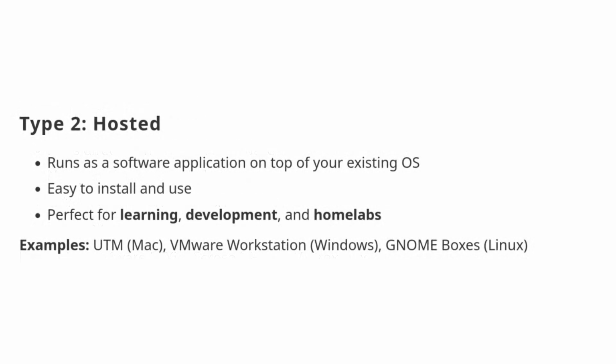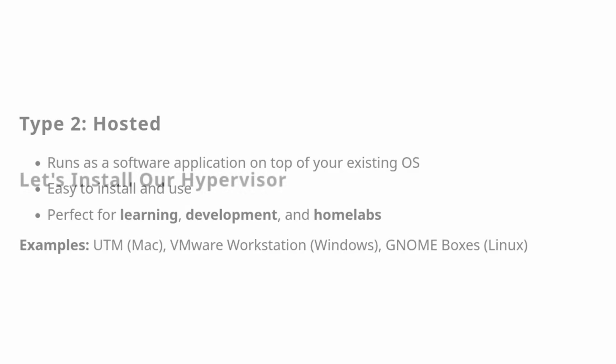Now, Type 2 hypervisors, on the other hand, run as a software application on top of an existing operating system. And this will be the type of hypervisor we'll be installing on our own machine, because these are perfect for learning, development, and especially home labs, because they're easy to install, use, and also uninstall. So in the next video, we'll be installing this hypervisor for your operating system. Since different operating systems use different hypervisors, please go to the video which matches your operating system.